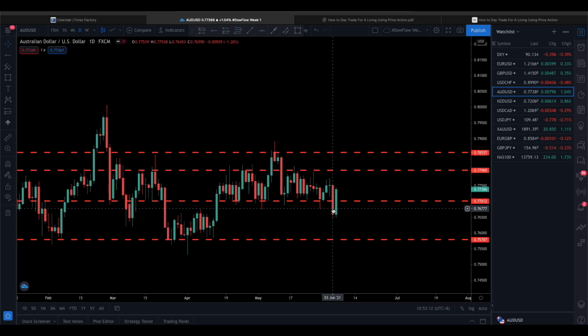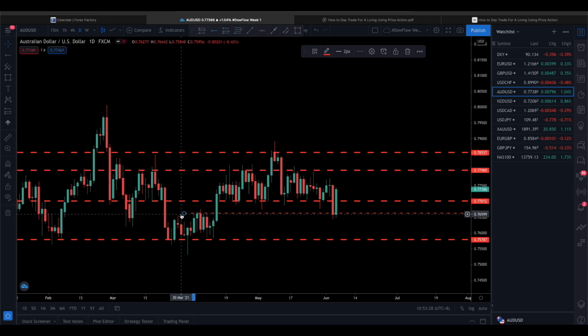On Thursday, what happened was that price closed below the entire region right here. You can see that it closes below this low, this low, this low, and this low, right? But what happens is that there is actually some support here. I believe in one of my market outlook videos, I did mention that this is support as well.